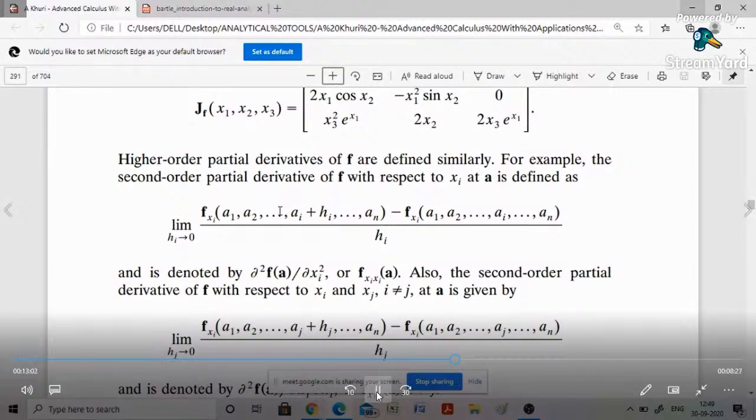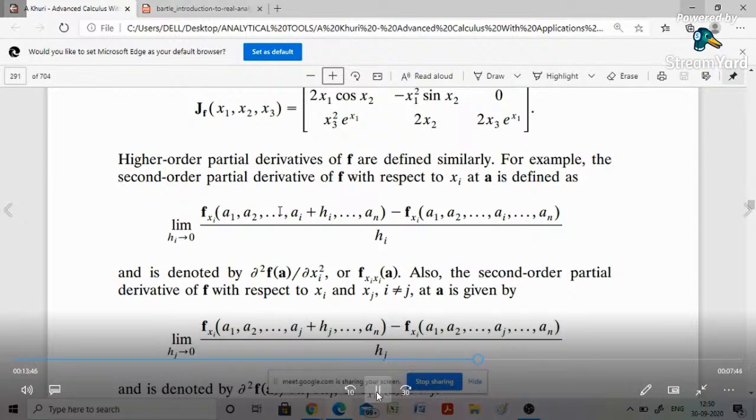Now, the secondary, higher order partial derivatives. We shall differentiate the first derivative again with respect to another variable. That is the procedure of finding second order partial derivatives. Suppose f_xi, for i = 1, 2, ..., n, denotes the first partial derivative of f with respect to xi. Again we take the derivative of this first partial derivative with respect to xi again. That is the second derivative.